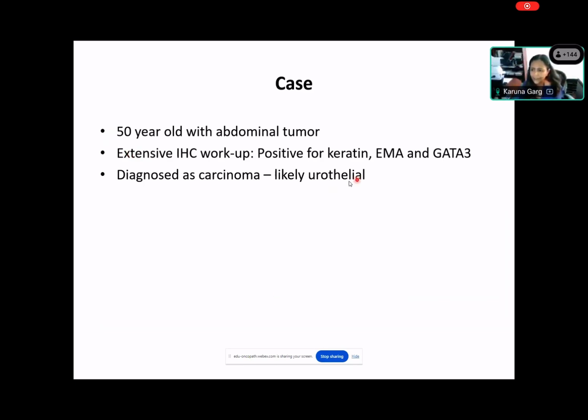But this was a very interesting case I had in real life. It was a 50-year-old woman. She had an abdominal tumor.